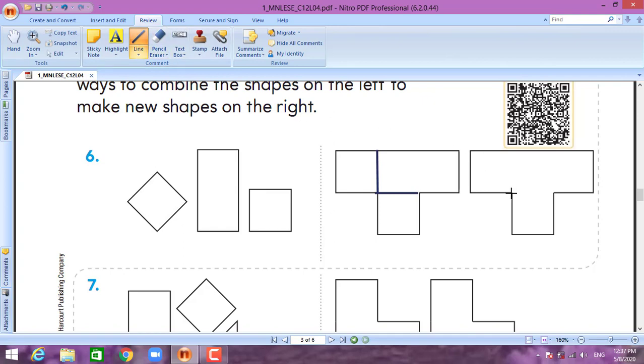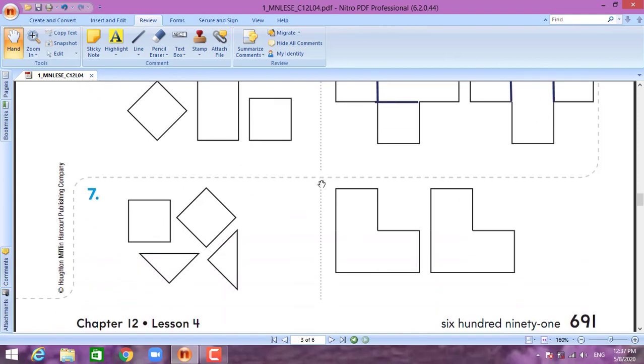Okay, if I draw a line like this, and another line here, so I have here two squares and one rectangle. I want to find here two squares and two triangles. Okay, let's start. Put our lines.